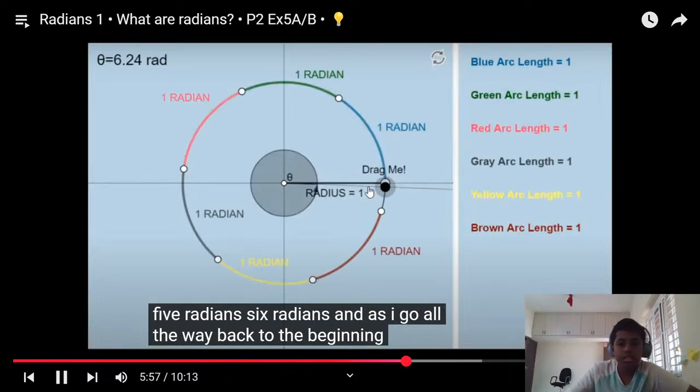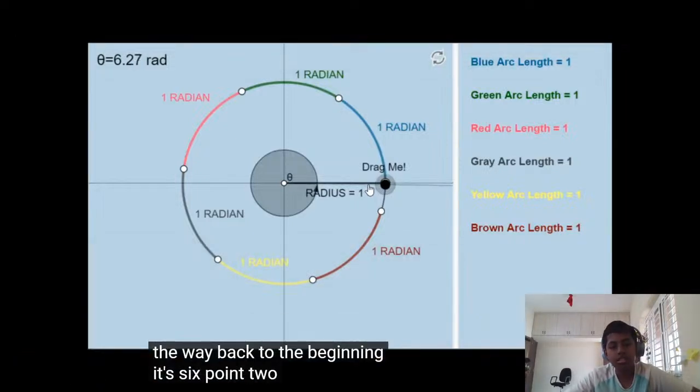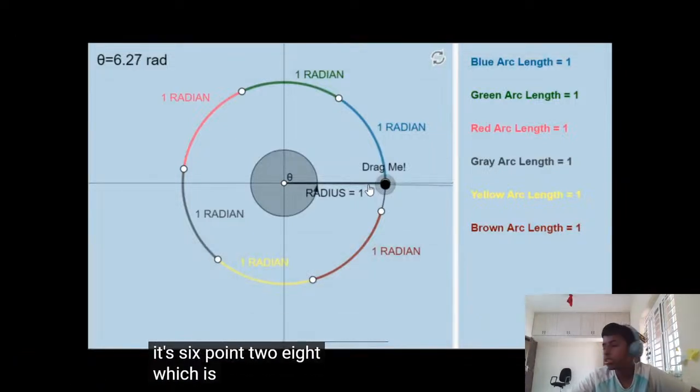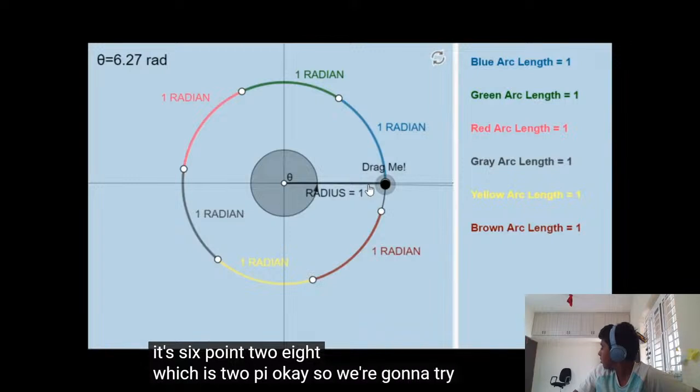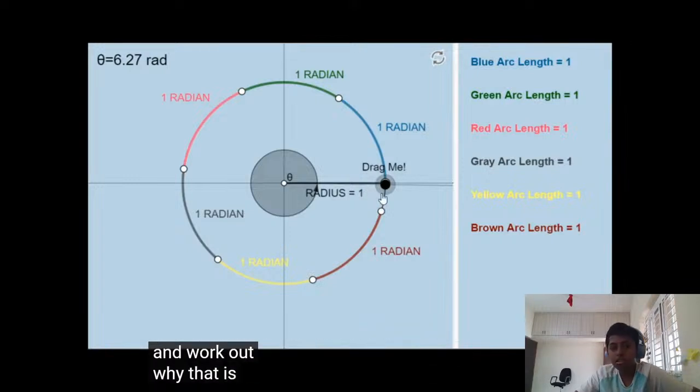All the way back to the beginning, it's 6.28, which is 2 pi, okay? So we're going to try and work out why that is true.